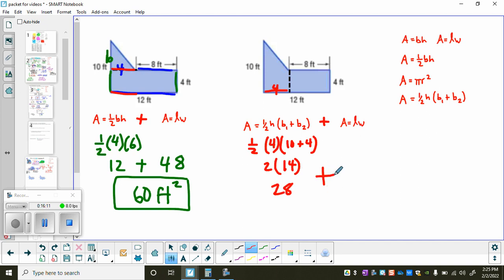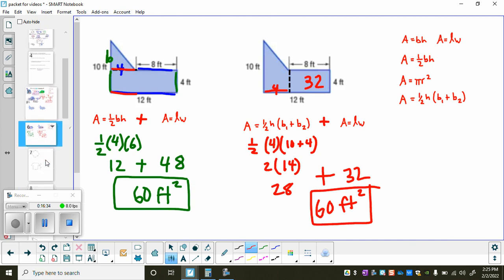And then we're just basically going to add the area of this rectangle. And this rectangle right here, 8 by 4 is a 32. So we're just going to add 32. 28 plus 32 is also 60 square feet. So it doesn't matter how you choose to break it up. You see that we'll get the same answer.